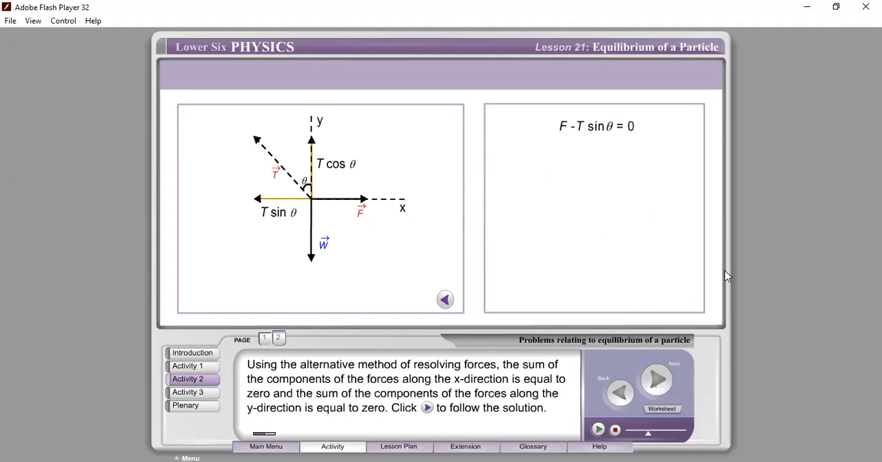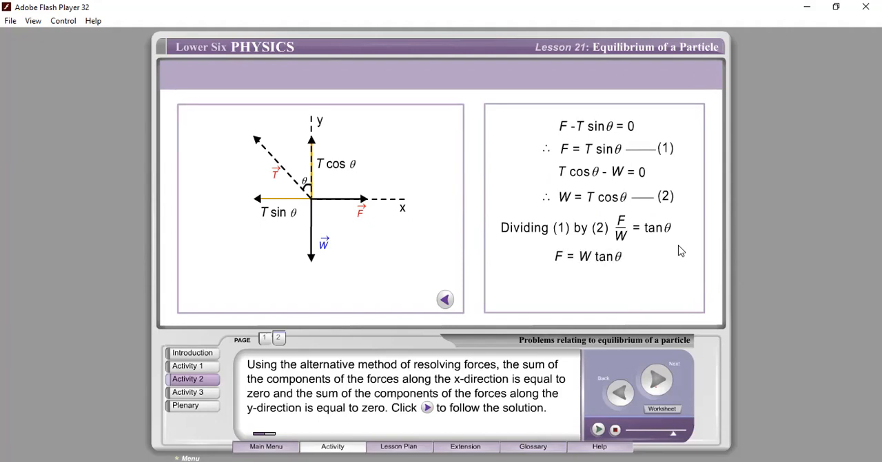F minus T sine theta equals 0. Therefore, F equals T sine theta. T cos theta minus W equals 0. Therefore, W equals T cos theta. Dividing equation 1 by 2, we get F over W equals tan theta. F equals W tan theta, which equals 60.00 times 9.81 times tan 30 degrees, which equals 3.40 times 10 to the power 2 Newton.